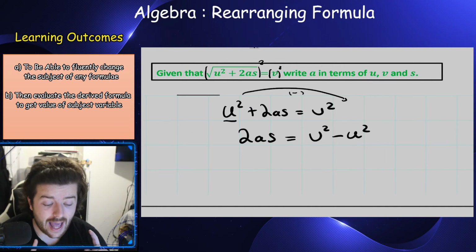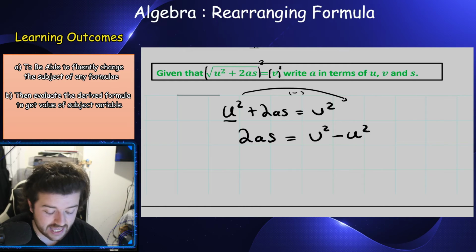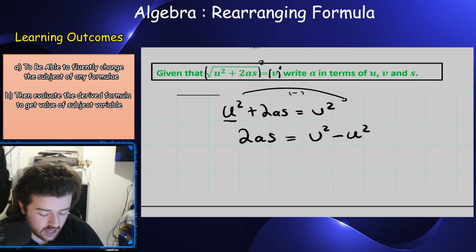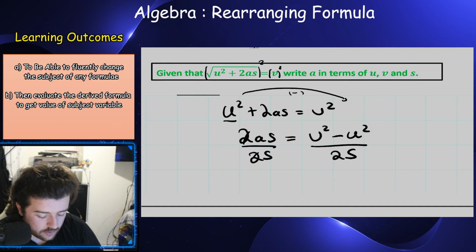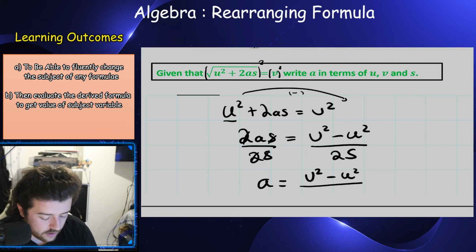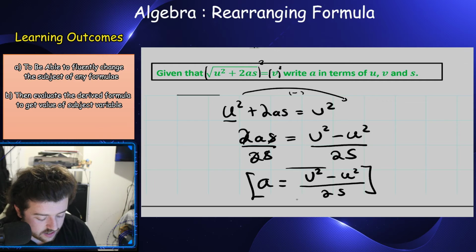Second step, am I multiplying or dividing a by anything? Yes, I'm multiplying it by 2s. So I need to divide both sides by 2s. So I'm now going to have a is equal to v squared minus u squared all over 2s. And that's my answer there. That was a wee bit tricky.